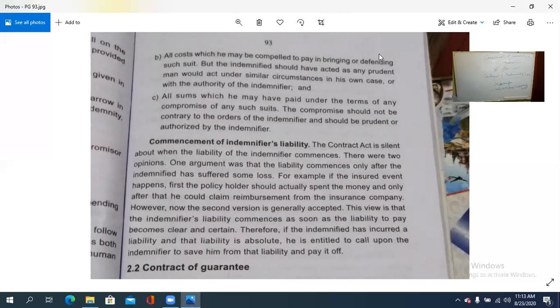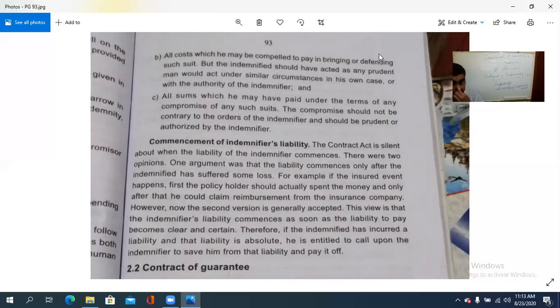So all costs which he may be compelled to pay, all the expenses that must be paid, in bringing or defending such suit, the one that opposes it. But the indemnified should have acted as any prudent man would act, honestly and strongly, under similar circumstances in his own case or with the authority of the indemnifier, and all the sums which he may have paid under the terms of any compromise of any such suit.